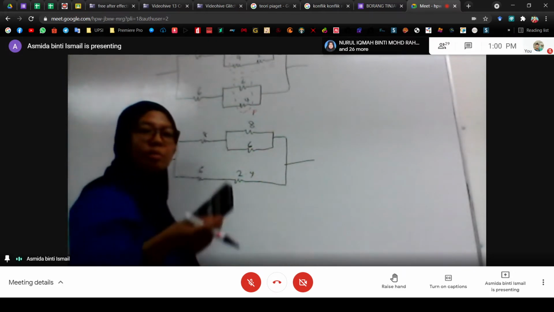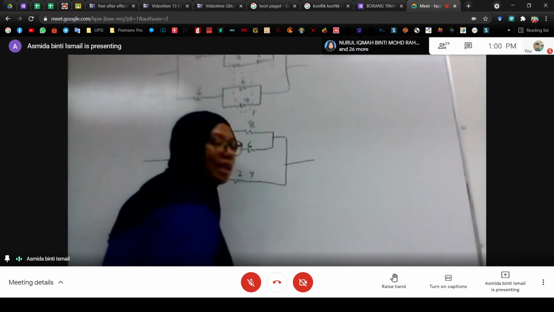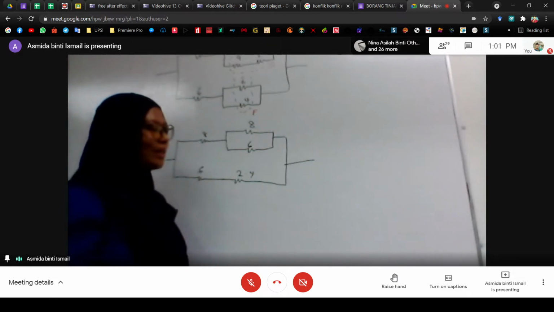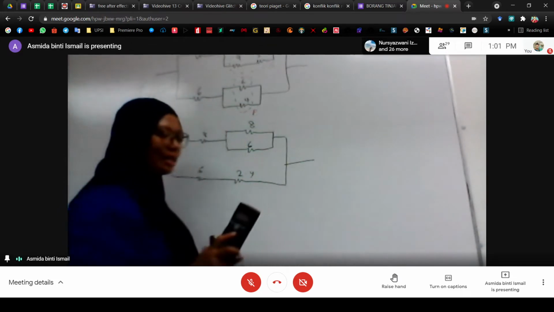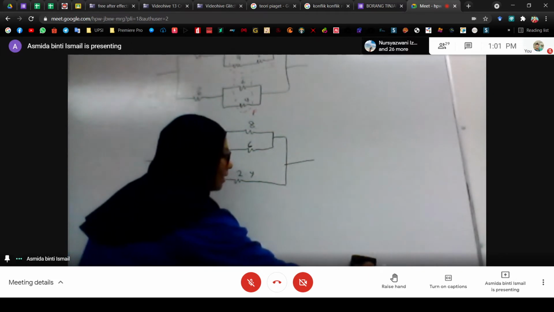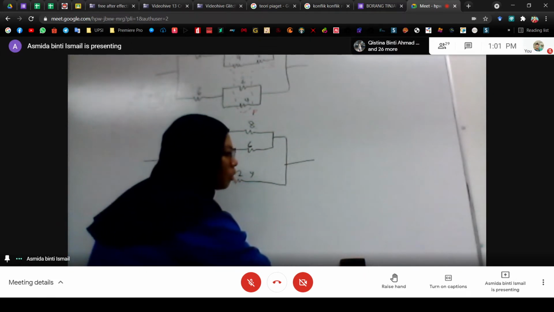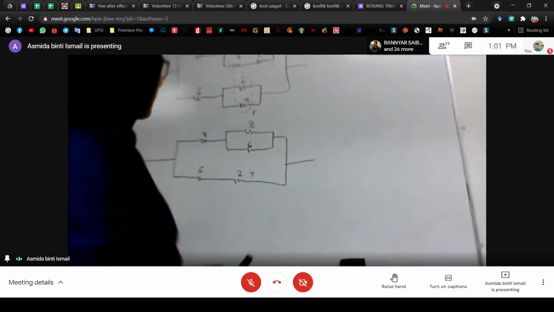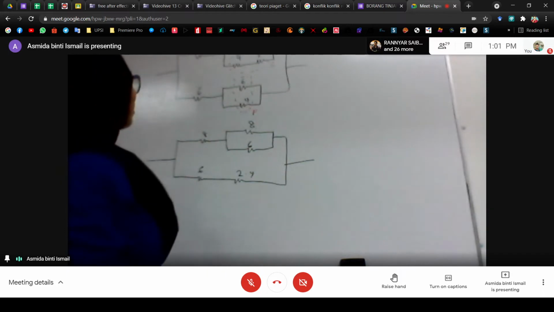Saya ni kadang-kadang 1 tambah 1 pun saya guna calculator. Sebab saya ni hidup dia menggunakan calculator. Saya belajar engineering memang semua calculator je. Kadang-kadang saya tak boleh fikir sendiri. Sebab saya dah biasa. Saya rasa macam saya tak boleh nak calculate guna my mind.